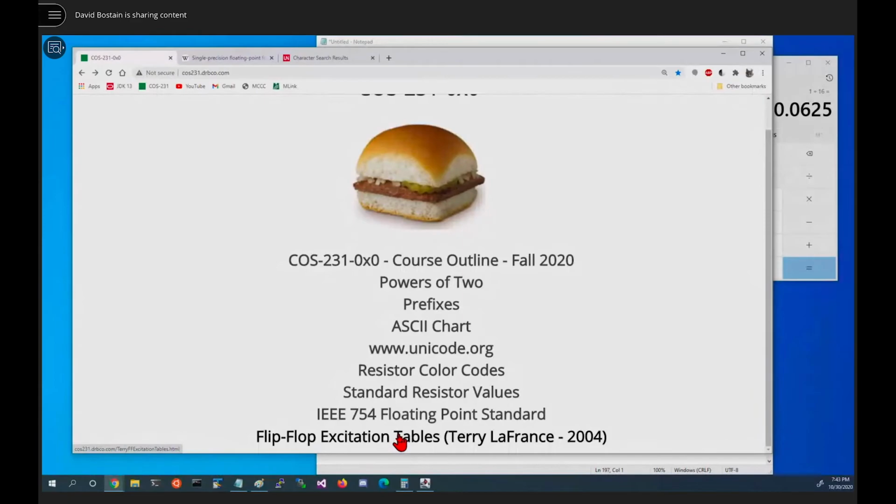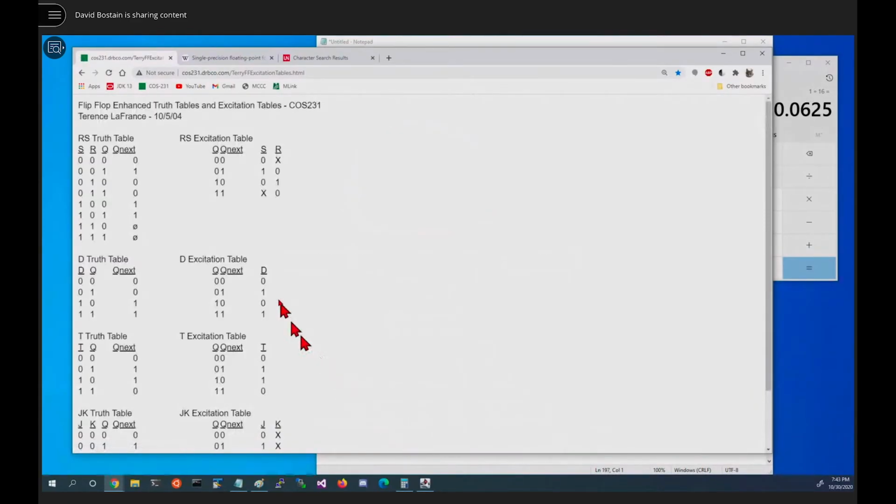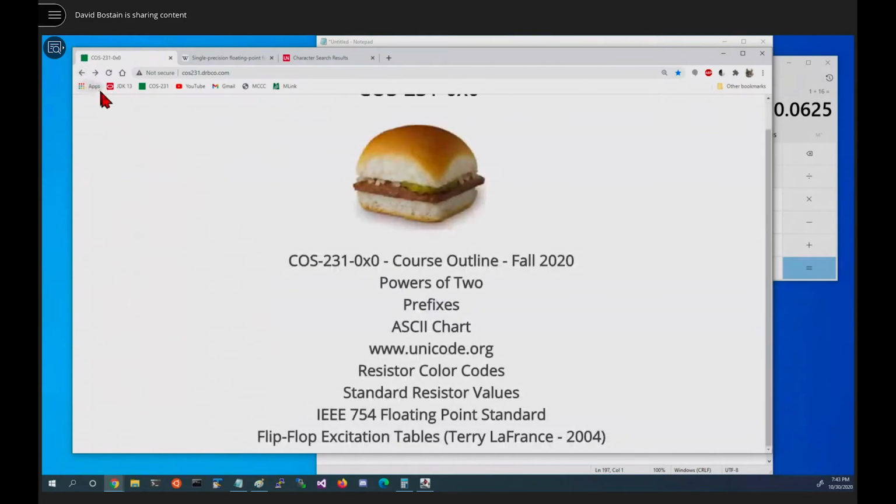If we do a, what are they called, state machine, I posted Terry's excitation tables so they're really quick to get to. You don't have to go fighting through a bunch of paper looking for them. And chances are pretty good you'll have to do a state machine. But I'm not going to review those tonight particularly because we've just been doing those the last couple of lectures, and so they should be fresh in your mind.